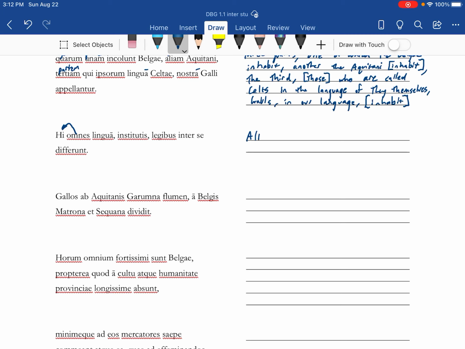Omnes, all these, or you can say all of them, differ. Inter se, among themselves. And then we've got ablative of respect, specification. In language, institutis, customs, legibus, laws.